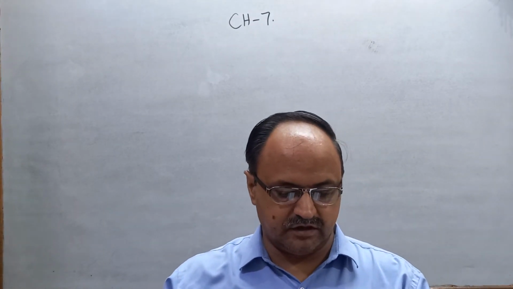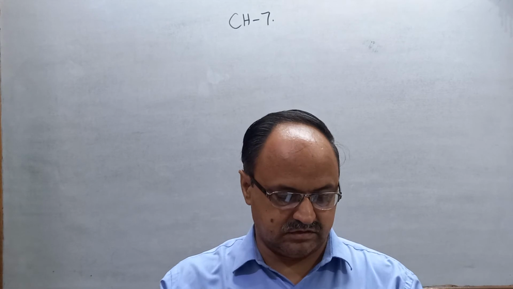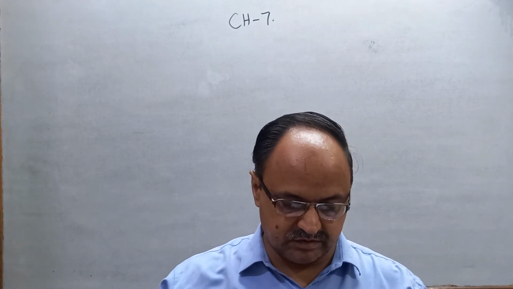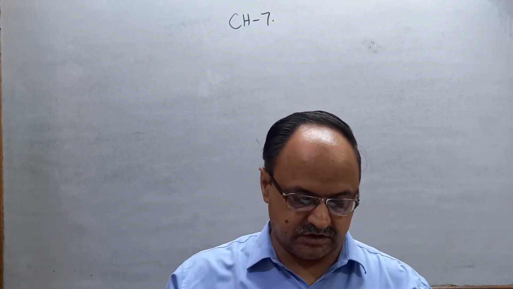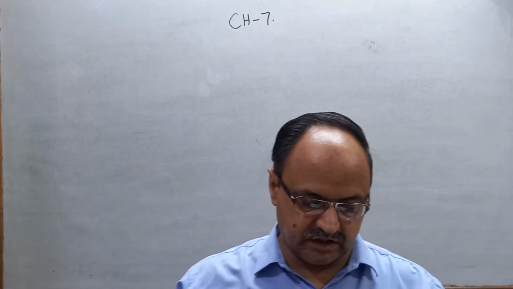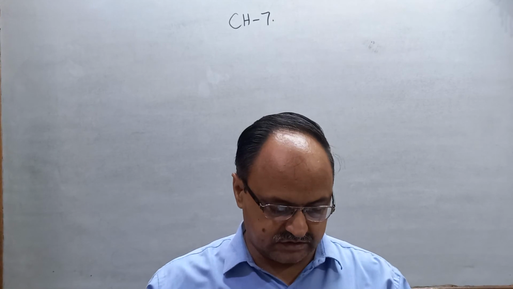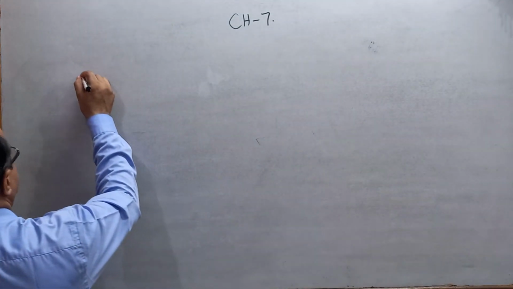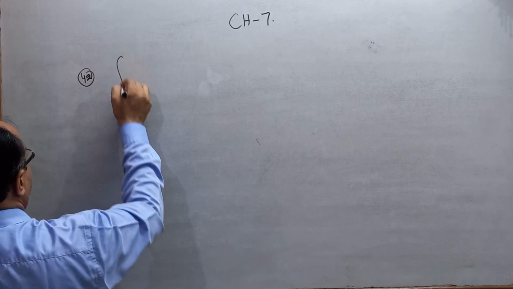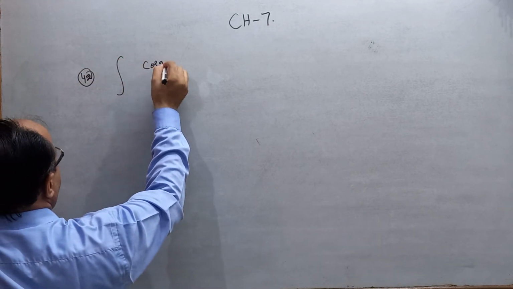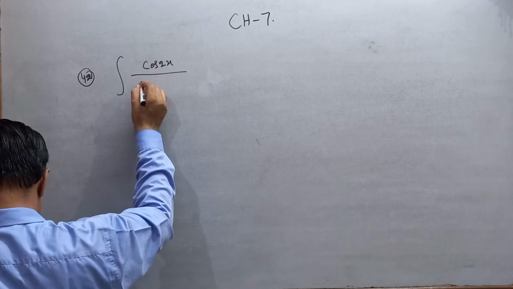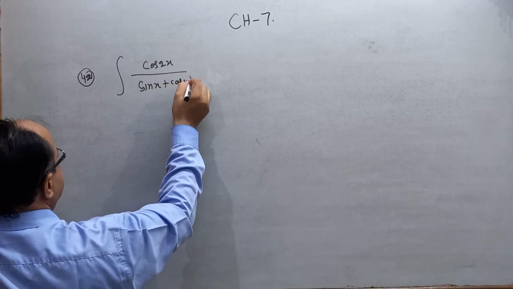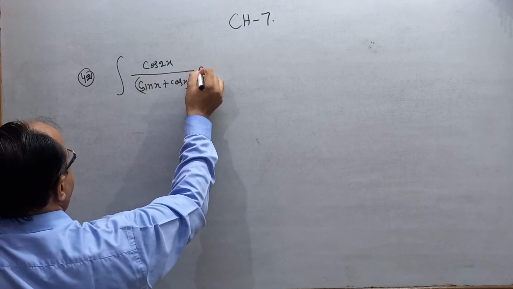Question number 14 is not in our syllabus. Question number 39 you can solve using integration by parts. Question number 42: integration of cos 2x upon sin x plus cos x whole square dx.